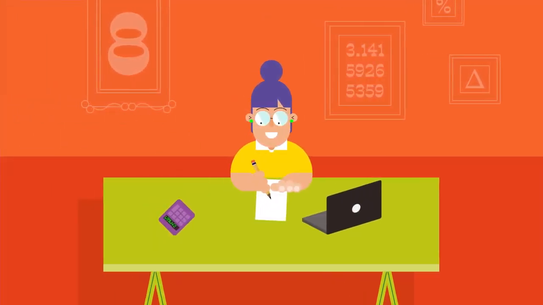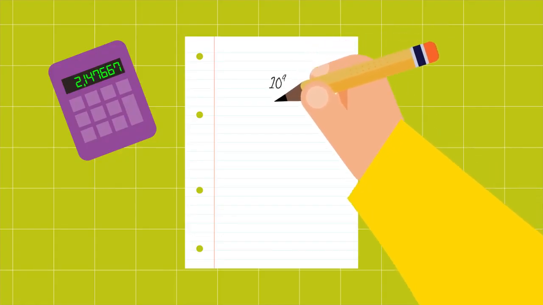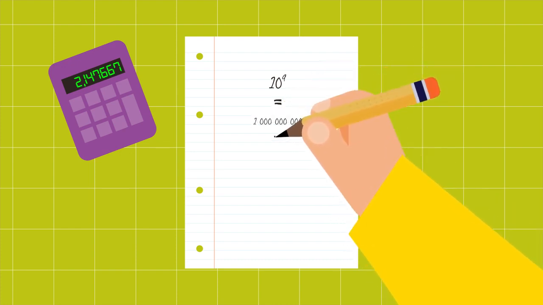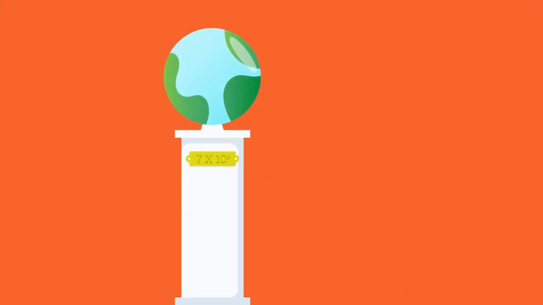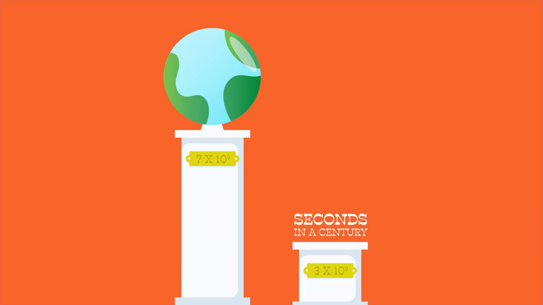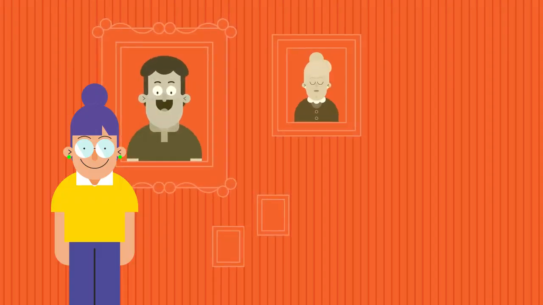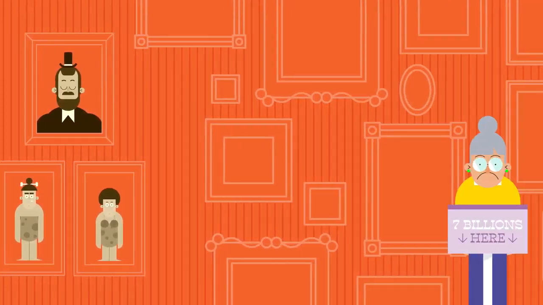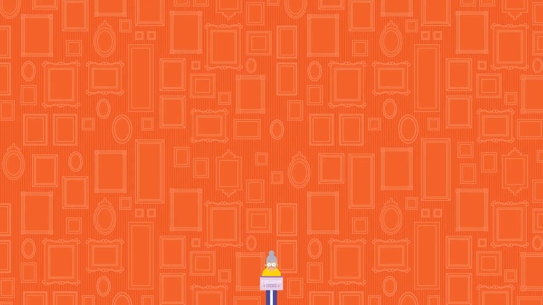Exponential is very powerful as it allows us to write really large numbers. When you write 10 to the power of 9, it simply means 1 followed by 9 zeros, thus 1 billion. There are 7 billion people on planet Earth right now. There are 3 billion seconds in a century. If you could meet one human every second, it would take 200 years to meet everyone. Or maybe more, because by the time you get there, the population would have increased.